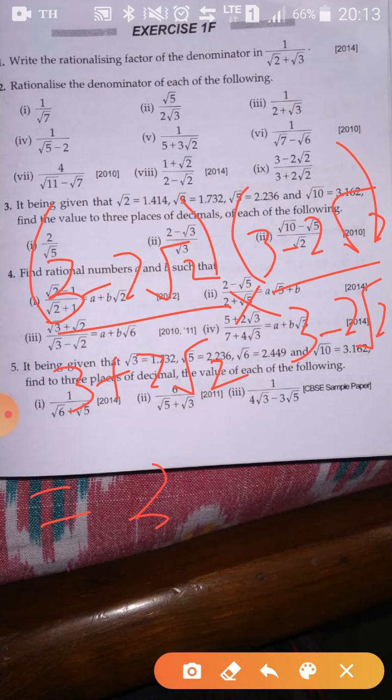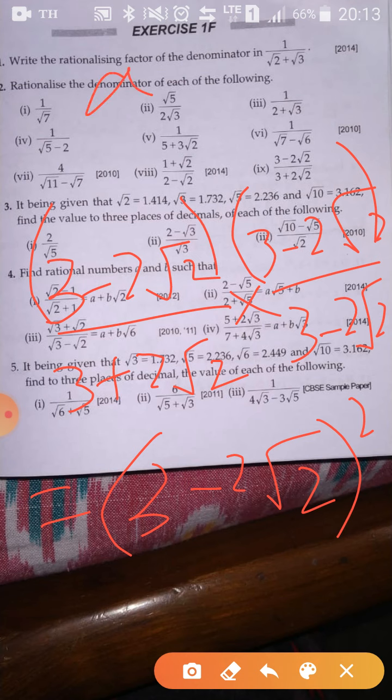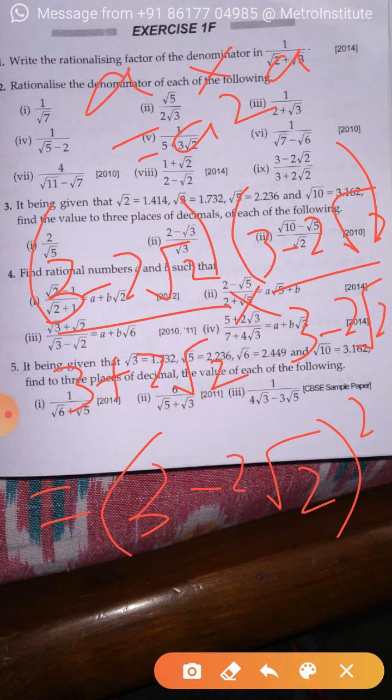So you will write it as 3 minus 2 root 2 whole square. If it would have been a into a in the numerator, you would have written it as a square. So when it is 3 minus 2 root 2 into 3 minus 2 root 2, you write it as 3 minus 2 root 2 whole square. And now we will apply the a minus b whole square formula. What is the a minus b whole square formula? A square, which is 3 square, which is 9, plus b square.